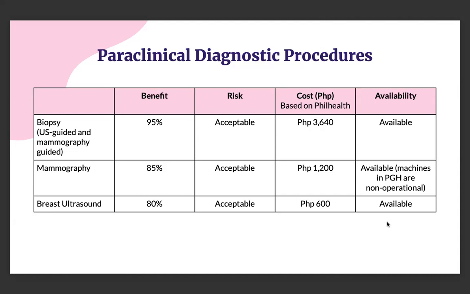So next is the mammography. We put it at 85% only because sensitivity is 77.3% and specificity is 98.7%. The risk is acceptable. The cost is only 1.2, and I'm not sure if I should put available because based on our tour in the radio department, the machines in PGH are non-operational. So maybe that's a non-available diagnostic procedure in PGH right now.